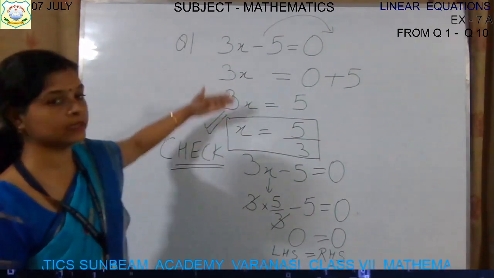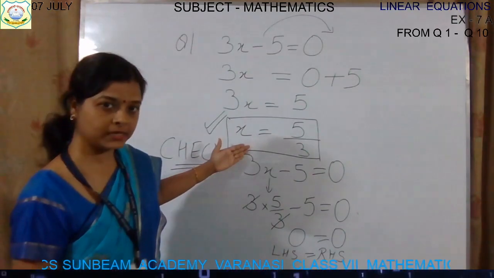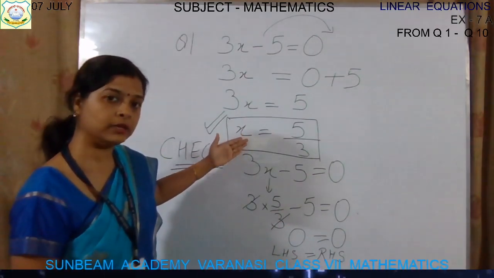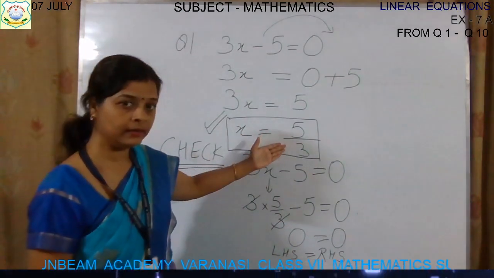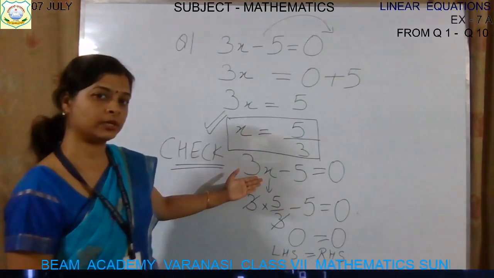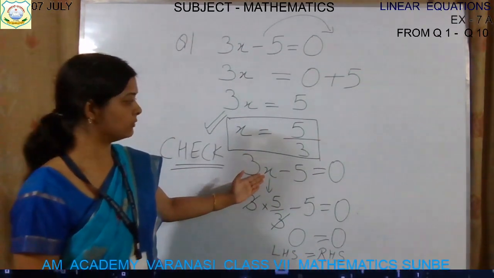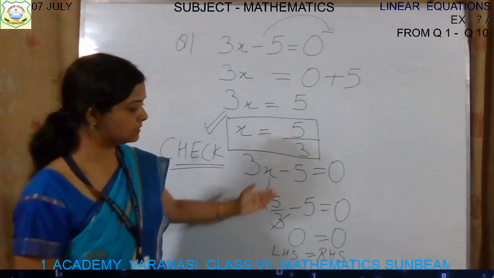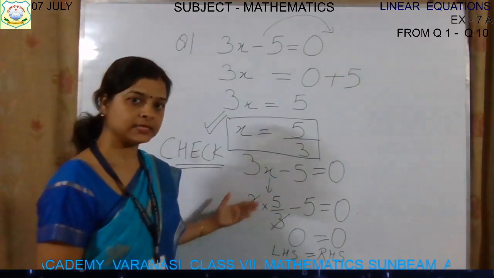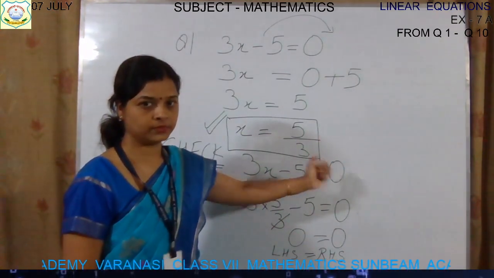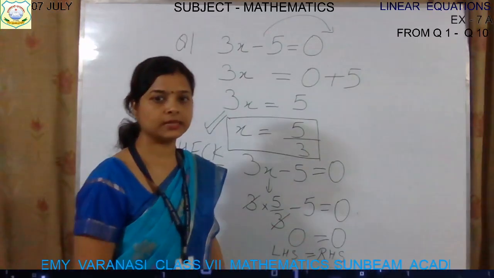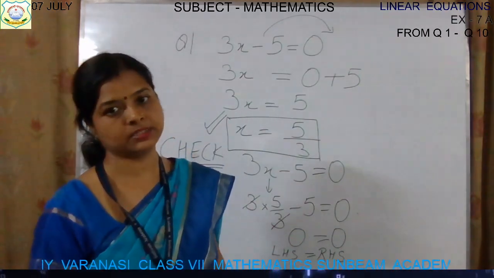First, you will find the unknown value, that is the variable. Now, whatever the value of that variable you obtain, you will put it in the question. In place of x, you will write down its value, 5 by 3, and solve for LHS as well as RHS. Okay, if LHS is equal to RHS, then our answer is correct.